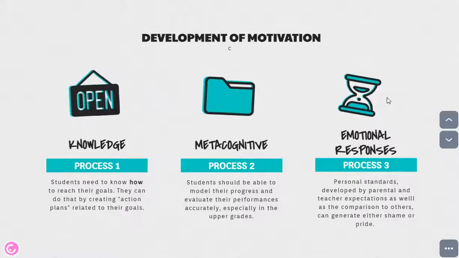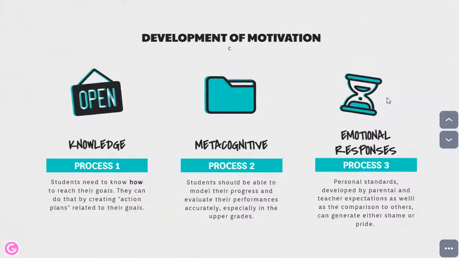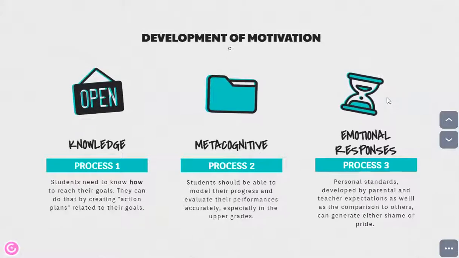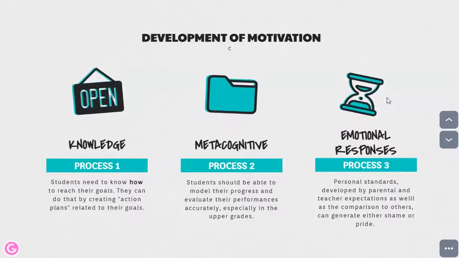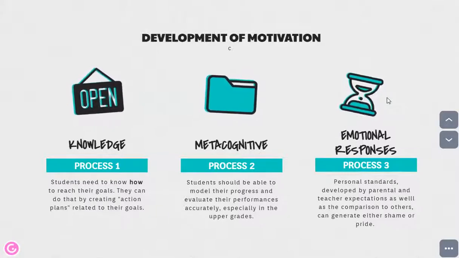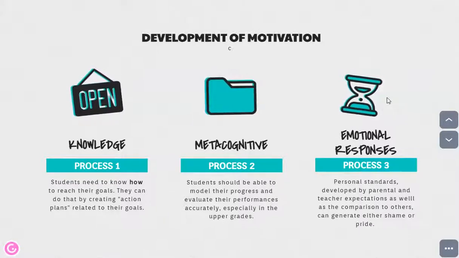And then there's emotional responses, such as personal standards developed by parental and teacher expectations, as well as the comparison to others, can either generate shame or pride. Sometimes we could be our own worst critics, and so we need to be able to see our performance through a more objective lens. Sometimes that means realizing that, hey, even if I haven't reached my goal yet, because I've been working toward it, I know I've gotten better. And that goes back to the whole practice of seeing it as a process that you're trying to master rather than a performance where failure is a problem.